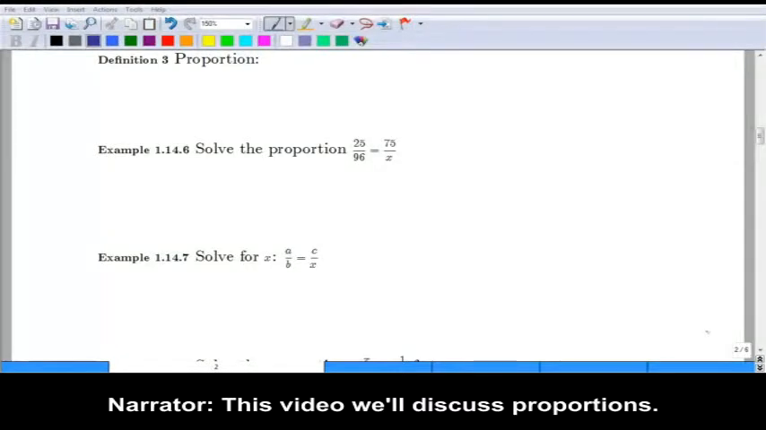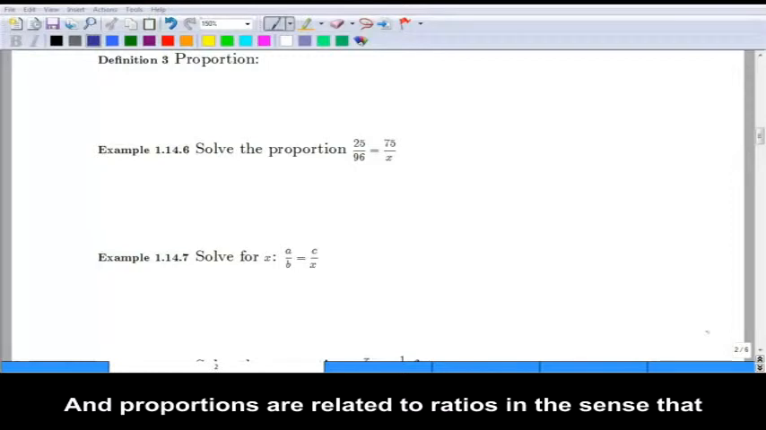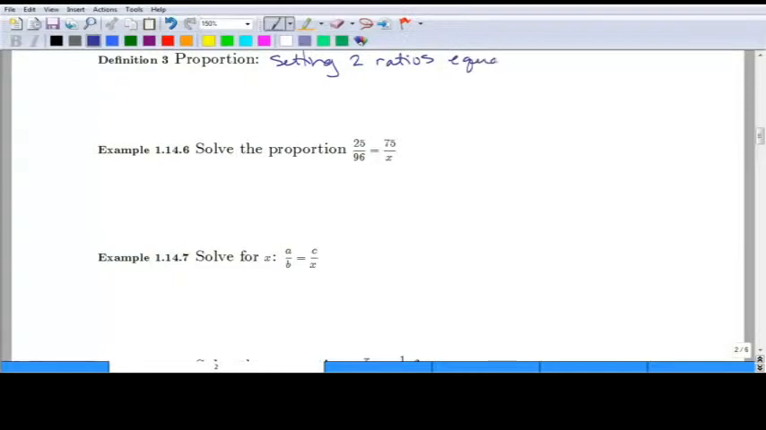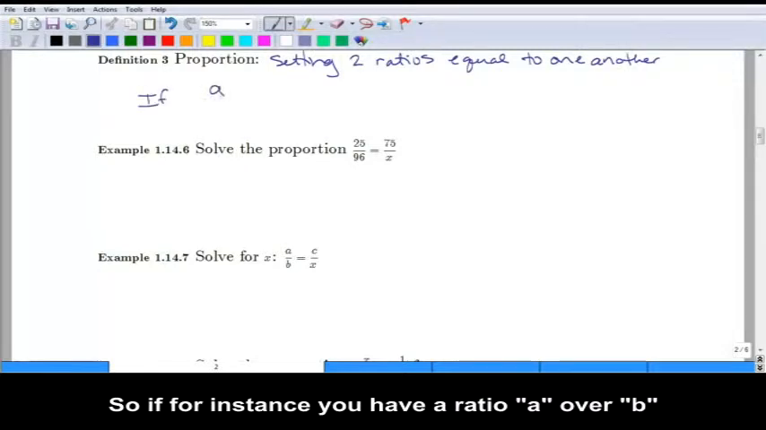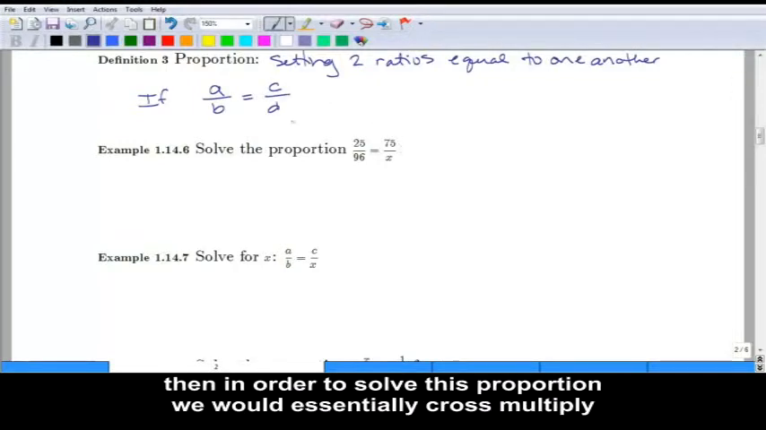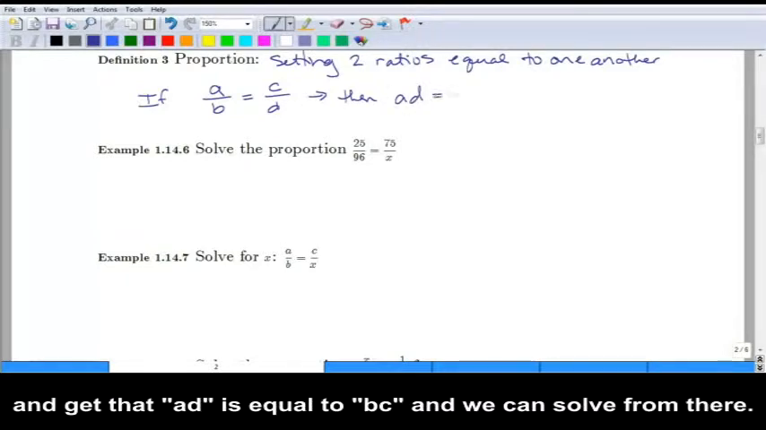This video will discuss proportions, and proportions are related to ratios in the sense that a proportion is setting two ratios equal to one another. So if, for instance, you have a ratio A over B and you set it equal to the ratio C over D, then in order to solve this proportion, we would essentially cross multiply and get that AD is equal to BC, and we can solve from there.